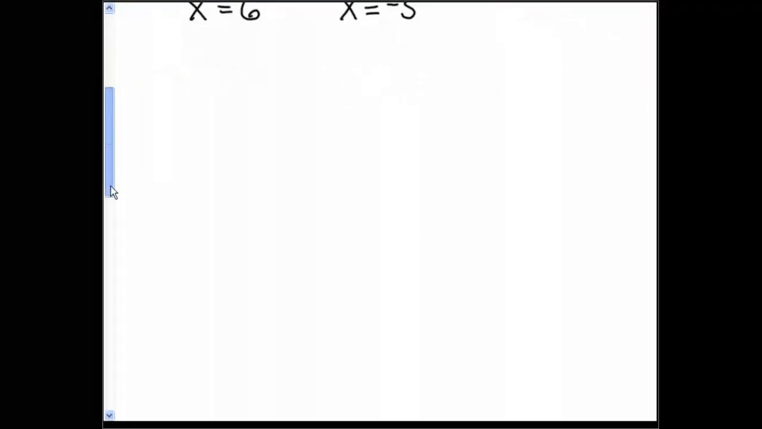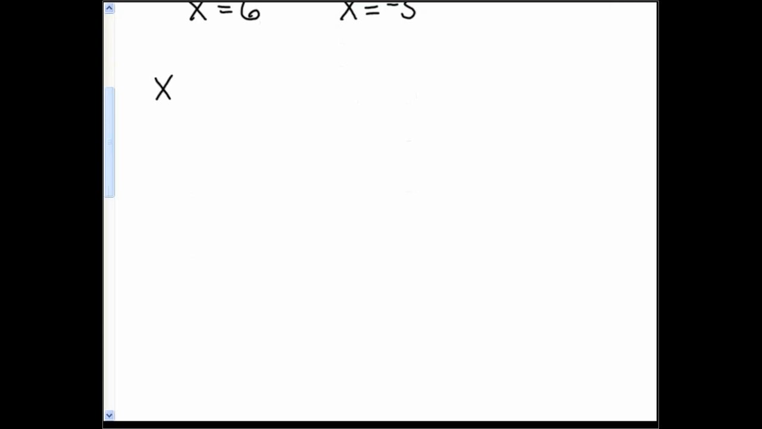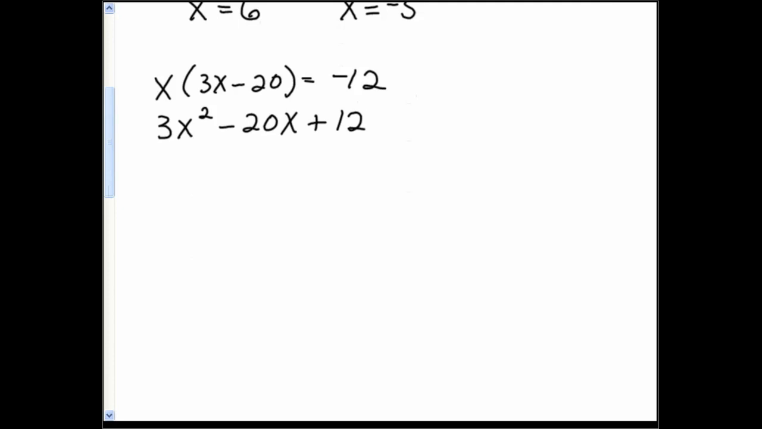All right, the next example will be x times 3x minus 20 equals negative 12. So the first step is to distribute the x for 3x squared minus 20x. And then since this has to be set equal to 0, move the negative 12 over to the other side of the equation. And when you do, it will become positive.